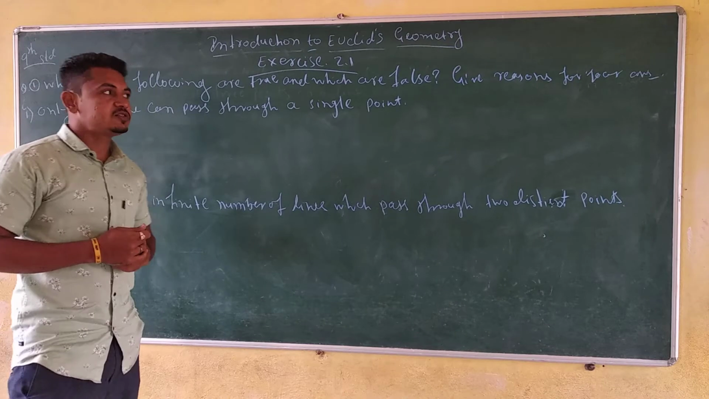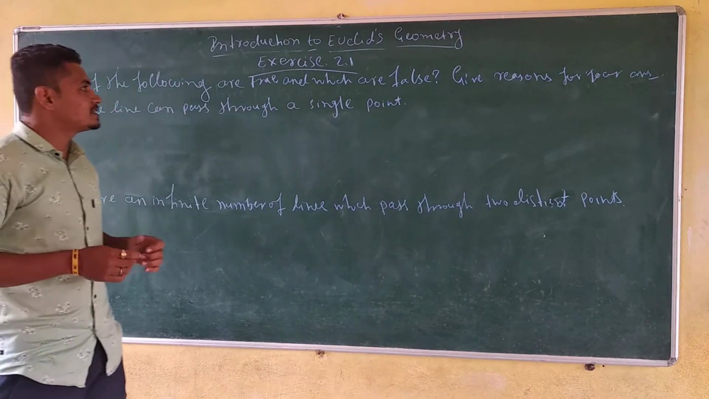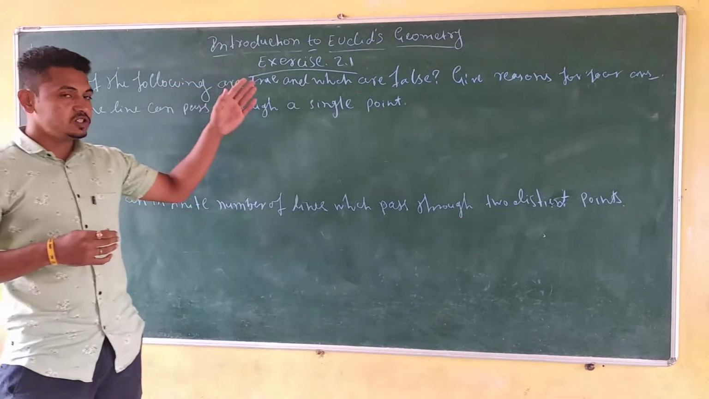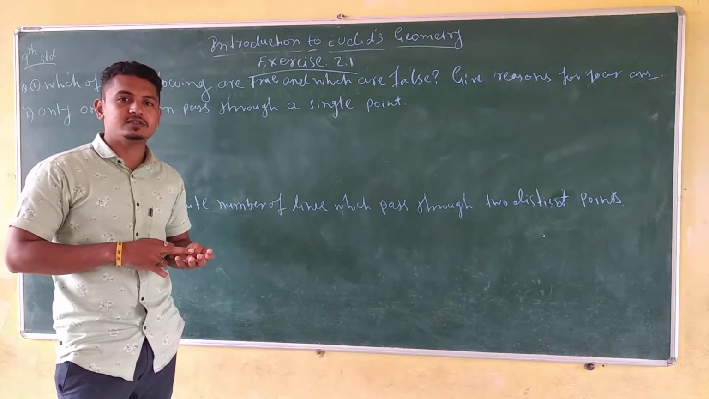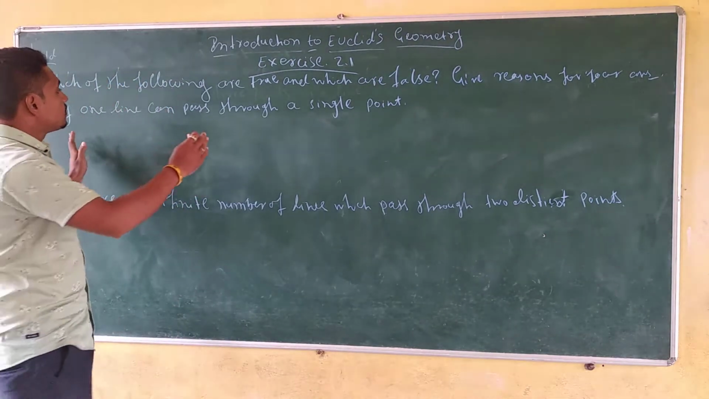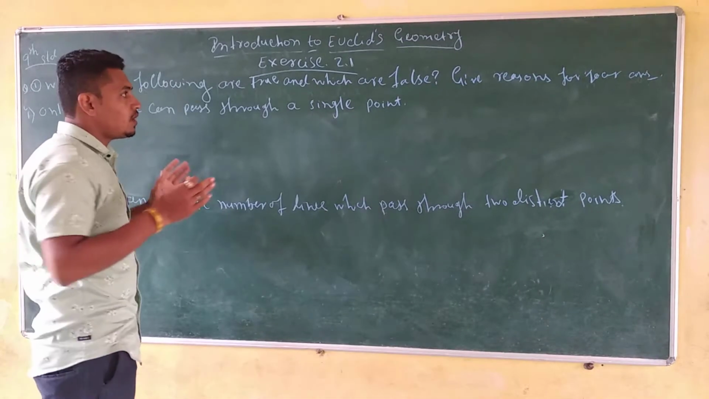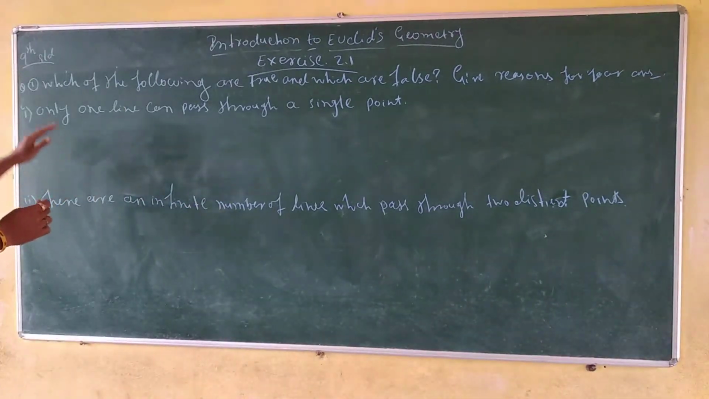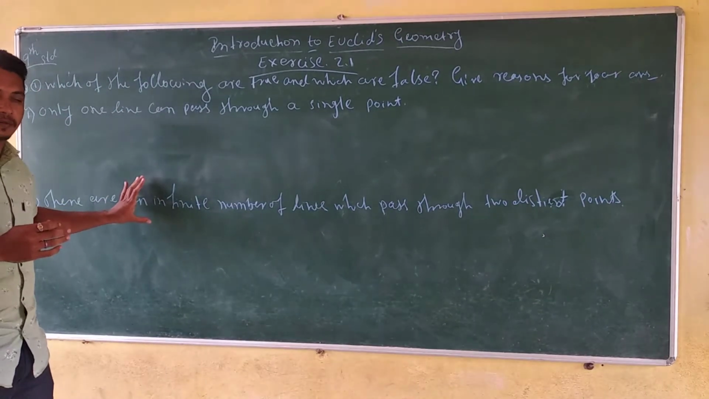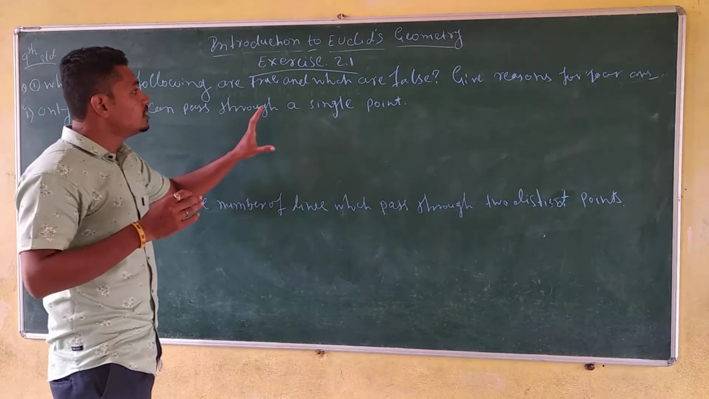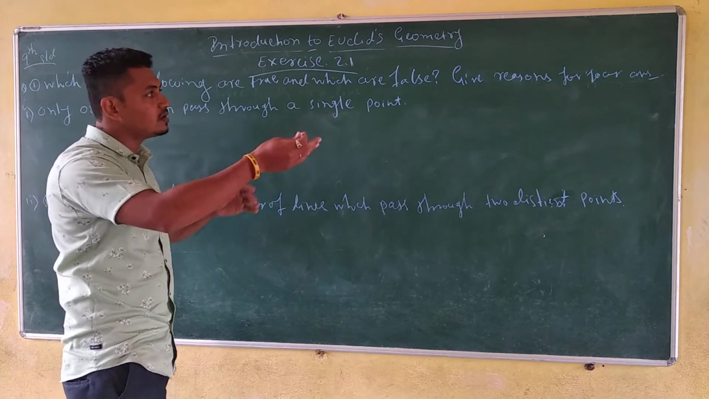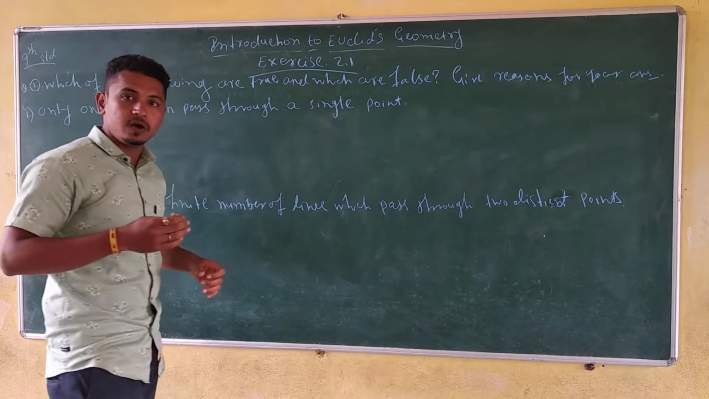So hello my dear students, today in this class we are going to solve exercise number 2.1. In last class you already learned about Euclid's geometry, their definitions, axioms and postulates. On the basis of that concept, now I have to solve some examples. The first question is: which of the following statements are true and which are false? If they are true, give a reason. If they are false, give a reason for your answer.